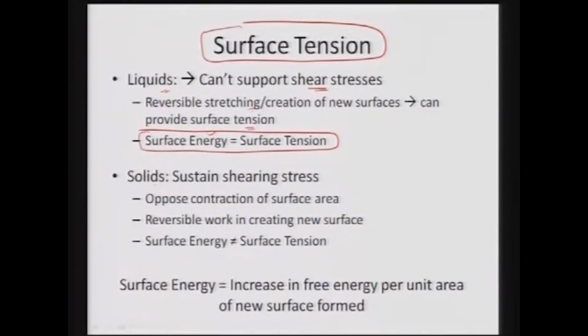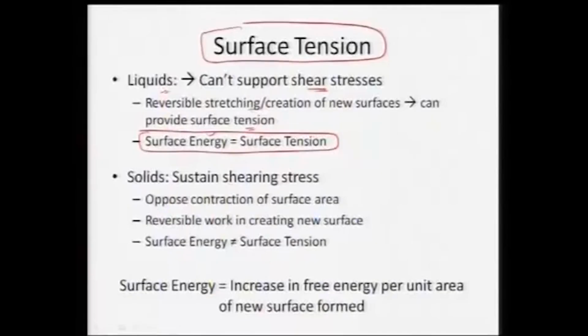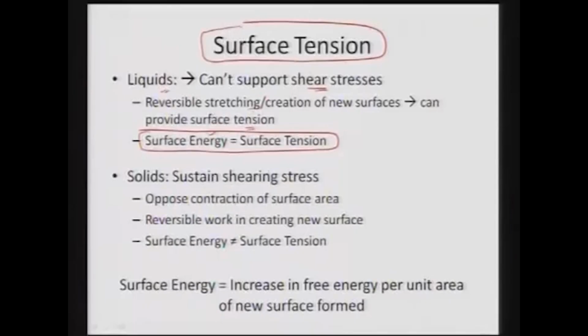But in solids, solids can sustain very high shearing stresses. So they are also opposing the contraction in the surface area. Once surface tension is acting on the surface, it will tend to restrict or deform the surfaces, and that will be opposed in case of solids. And also, depending on the orientation of a particular crystal, the surface energy also will be very different. So solids can sustain the shearing stresses, and they oppose contraction of surface area which arises because of surface tension.